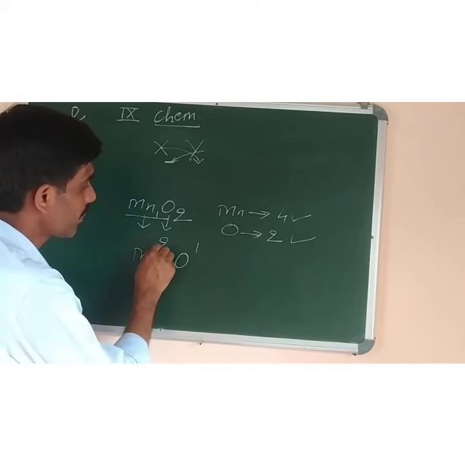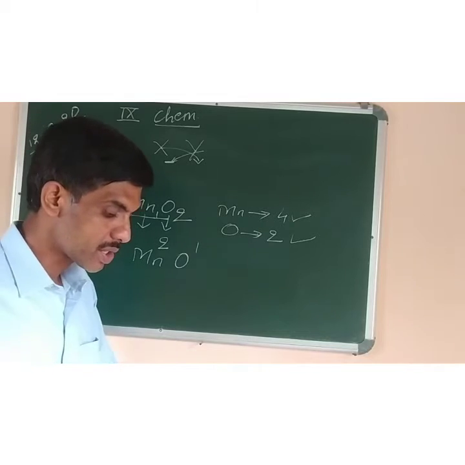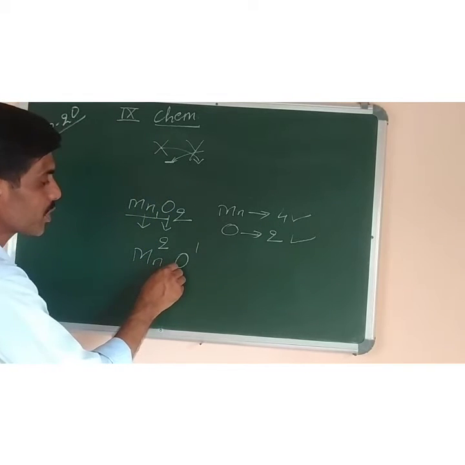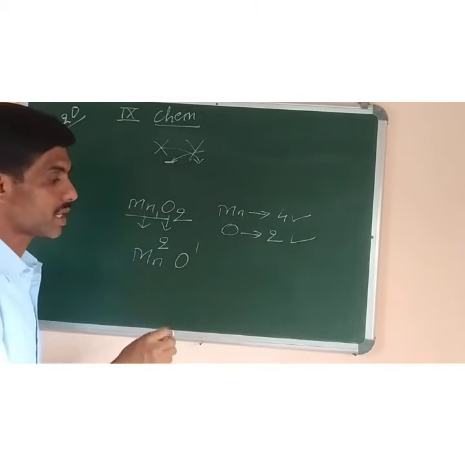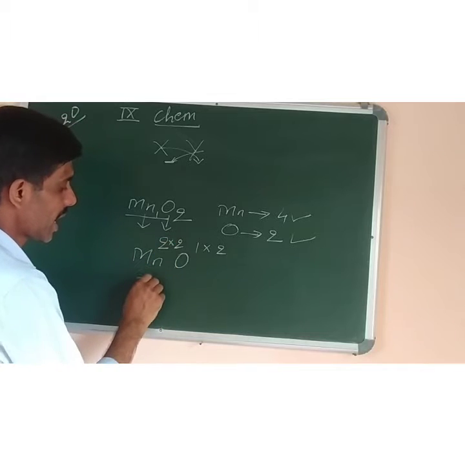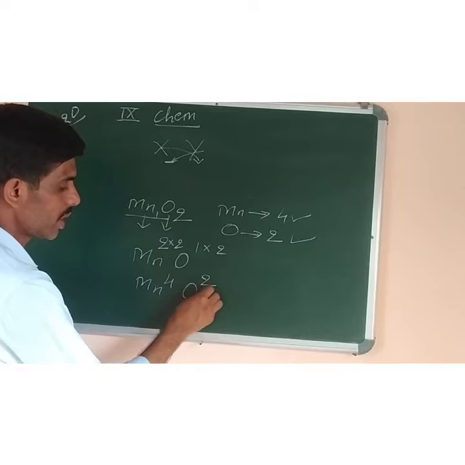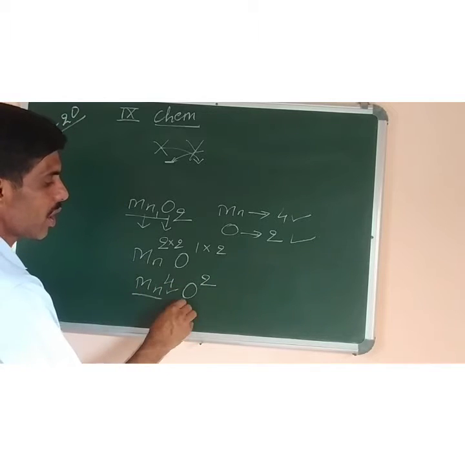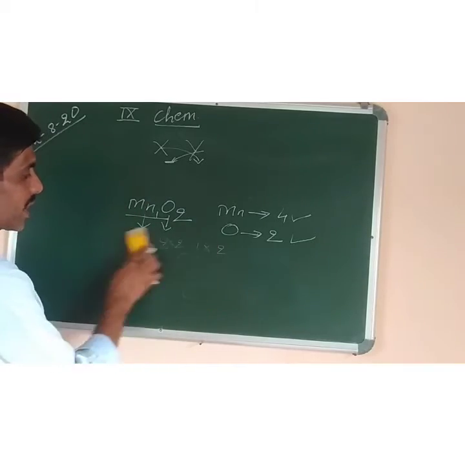Okay? Now if you want to multiply both of them, the valency of oxygen is 2. Hence, you have to multiply. Here it is given 1 only, but actually the valency of oxygen is 2. So multiply both of them by 2. So what do you get? Mn 2 to the 4 and oxygen 1 to the 2. It means manganese valency is 4, oxygen valency is 2. Okay? Got it?